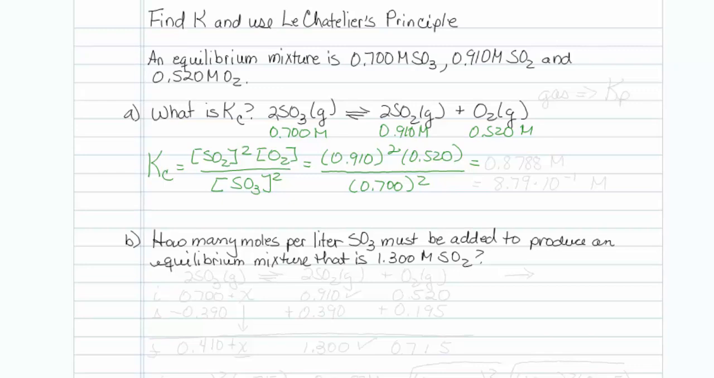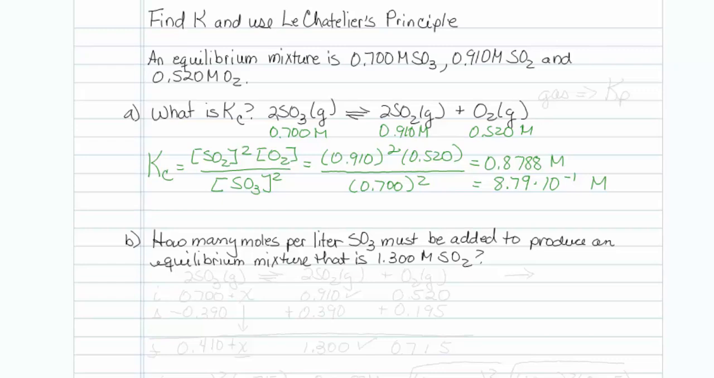This turns out to be 0.8788 units of molar if I put it into my calculator. And just to be concerned about WebAssign, I guess I should use 3 sig figs. So 8.79 times 10 to the minus 1 power molar is my value for Kc.